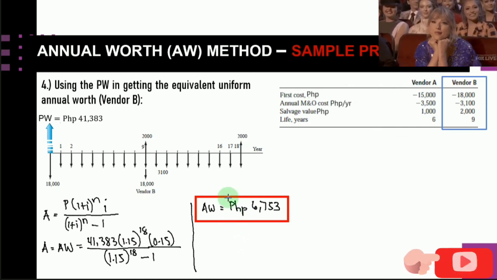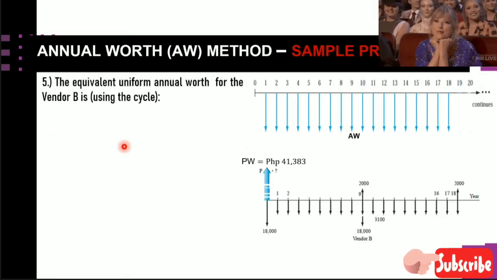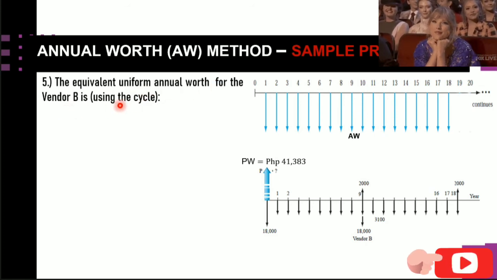So we are going to compare this annual worth value, using this calculated PW, with the one using the life cycle and the future worth amount which is calculated. So take note of this value, 6,753. Again, we do not consider the sign convention here since we are using a formula. Okay, so proceeding now to the calculation of the equivalent uniform annual worth for vendor B using the life cycle here. So in this case, we need to concentrate only on a single life cycle.